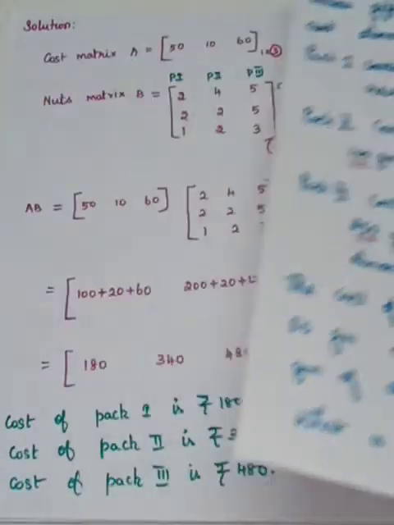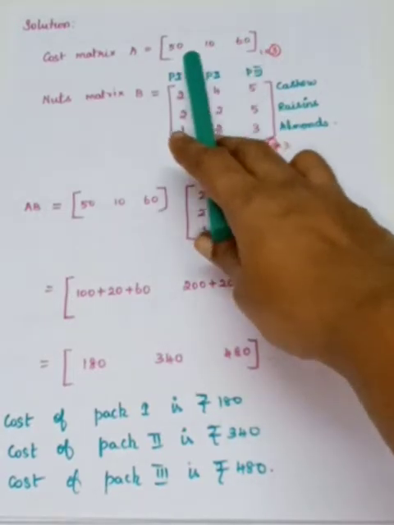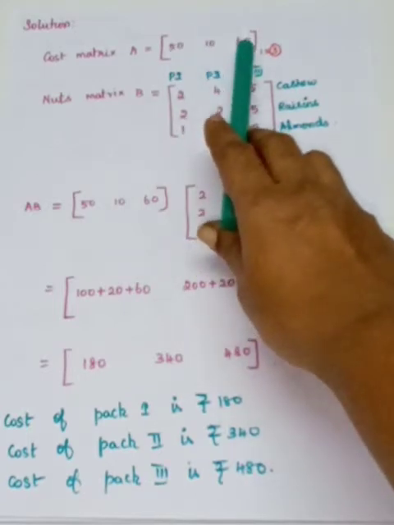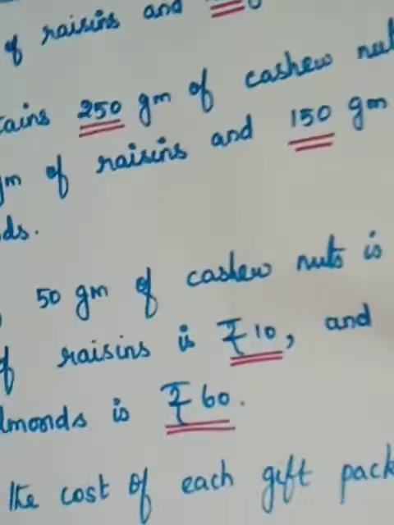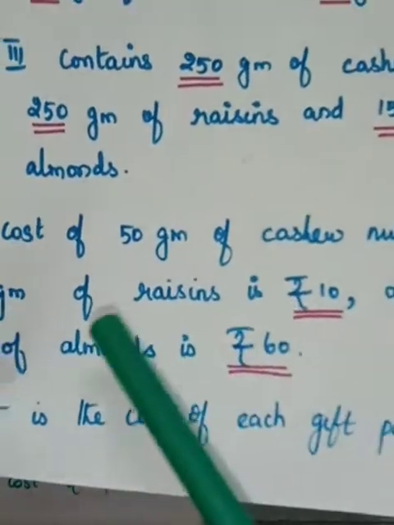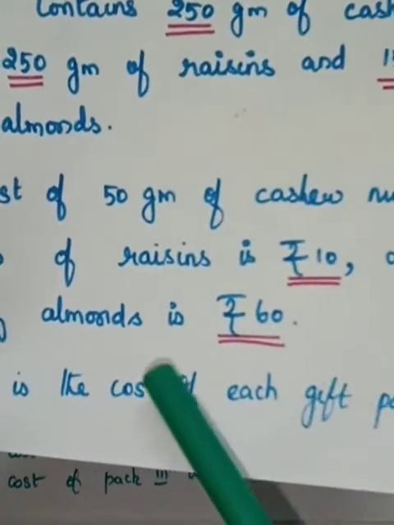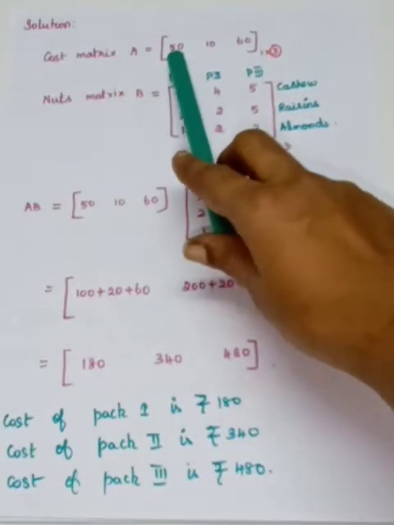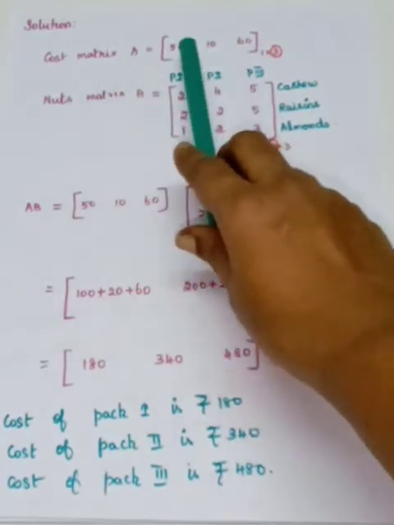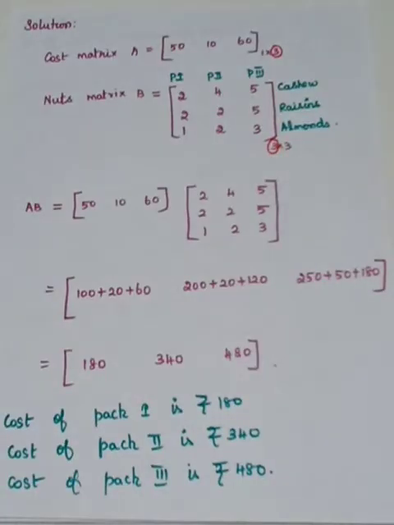If I write the cost matrix as a row matrix, that is 1 row and 3 columns: 50 rupees, 10 rupees and 60 rupees. Each one: 50 rupees is the cost of 50 gram cashew nut, 10 rupees is the cost of 50 gram raisins and 60 rupees is the cost of 50 gram almonds. So the cost matrix is 50, 10, 60, everything for 50 grams.